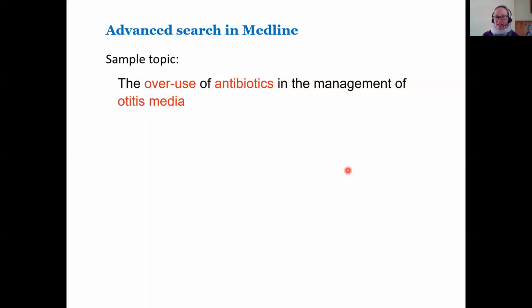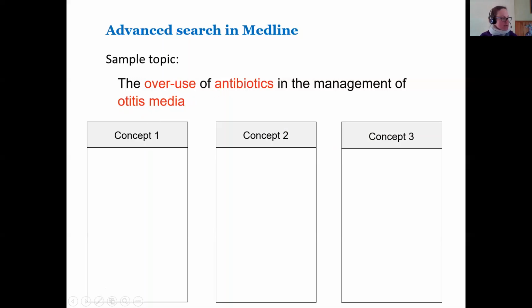When you have identified these terms, I always put them in some sort of a table. I'll just briefly show you. So we'll pop our three main concepts into the three columns. And then the next step, step 3, is to come up with alternative terms.